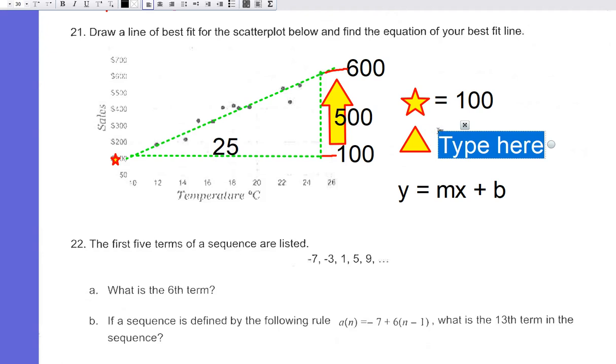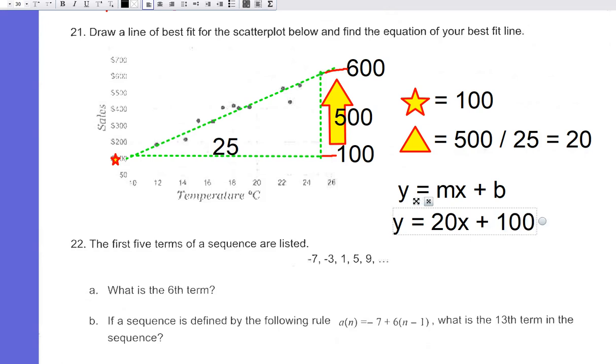And that means the rise over the run is 500 over 25, which I can use any calculator in the universe in order to get 20. And that means the equation of my line is 20x plus 100 to start with.